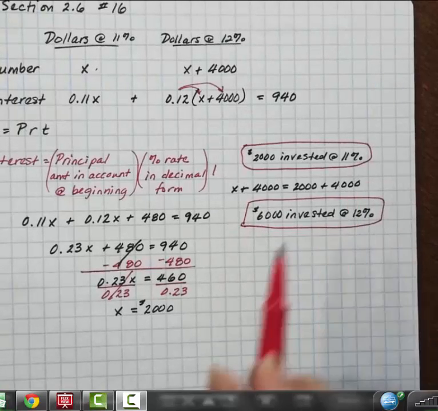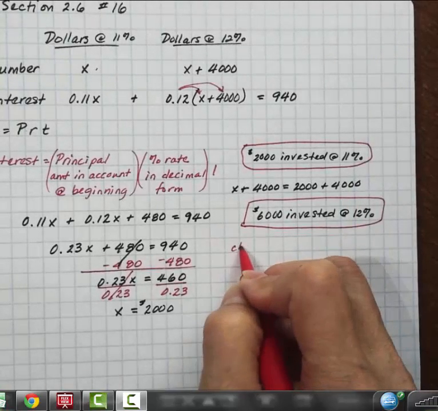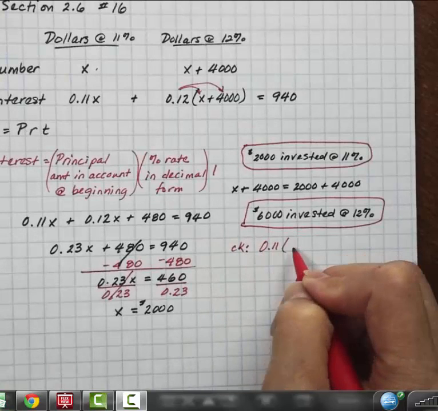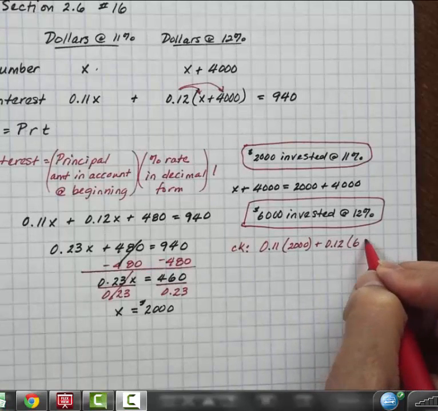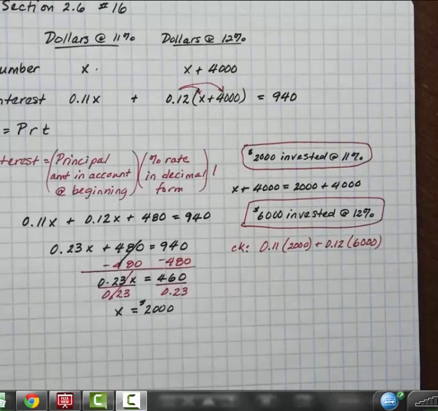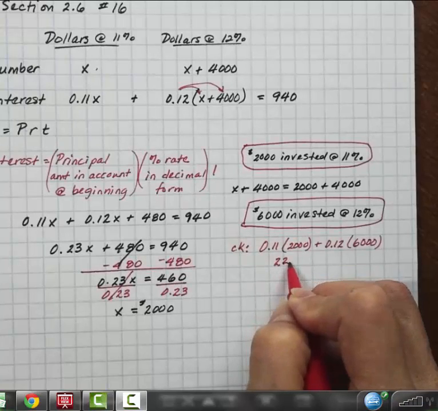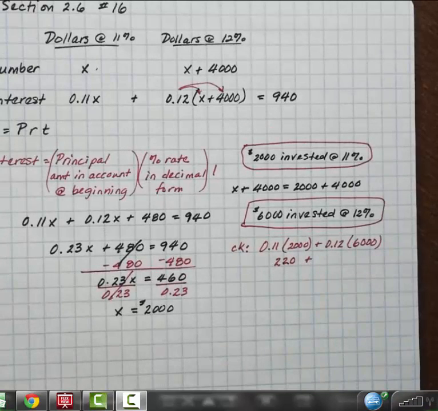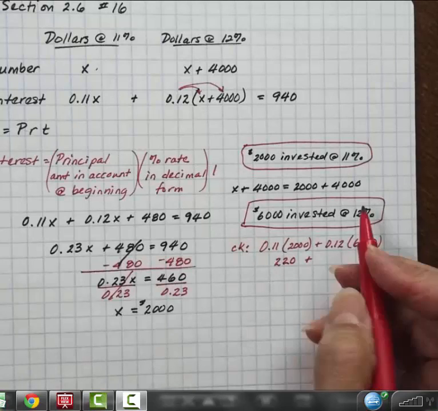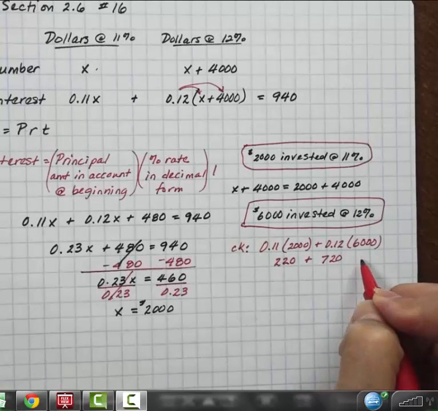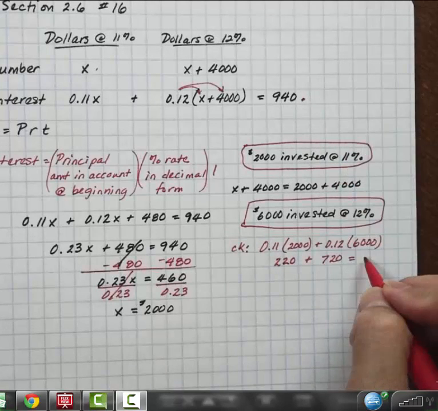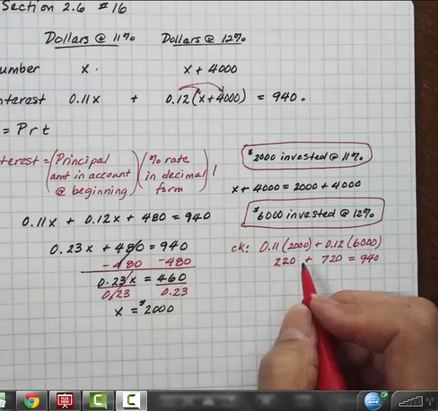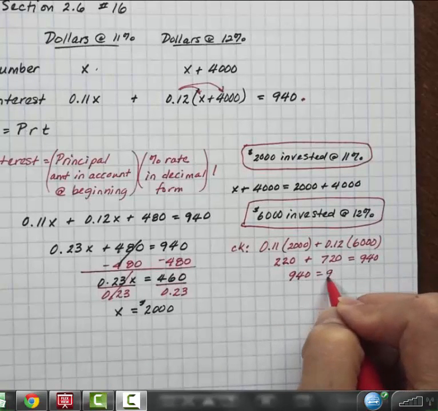There's the answer. To do a quick check, take 11% of 2,000 and add it to 12% of 6,000. If we take 11% of 2,000, we come up with 220. If we take 12% of 6,000, we come up with 720. And does that equal our original amount that we wanted to earn, 940? Well, if you add these two together, I think it does. 940, yep, equals 940. So it checks.